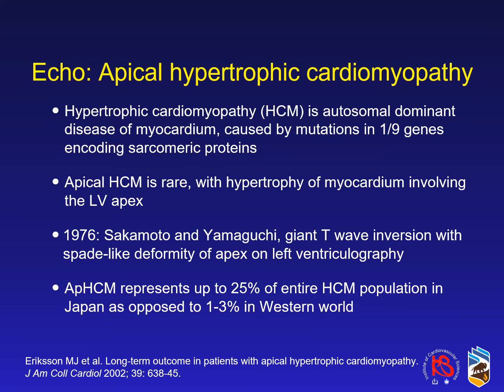In 1976, Sakamoto and Yamaguchi described this with giant T-wave inversions with spade-like deformity of the apex on left ventriculography. Note that apical hypertrophic cardiomyopathy represents up to 25% of the entire hypertrophic cardiomyopathy population in Japan, as opposed to only 1 to 3% in the Western world.